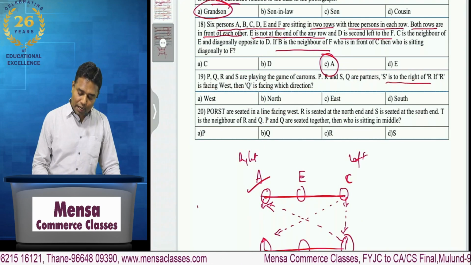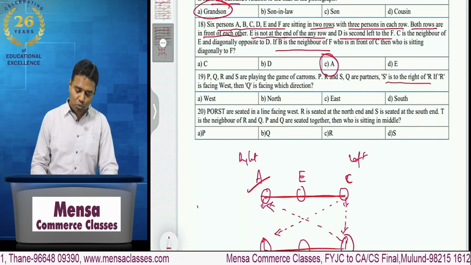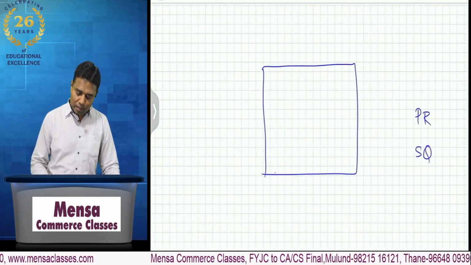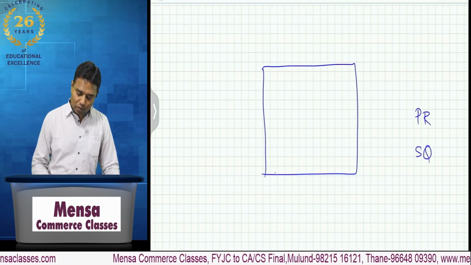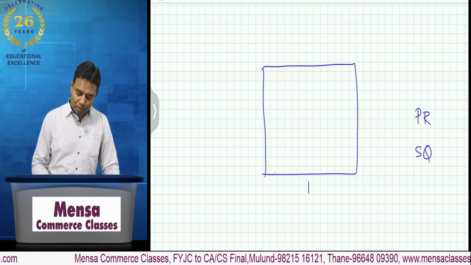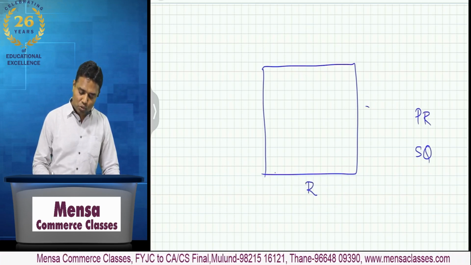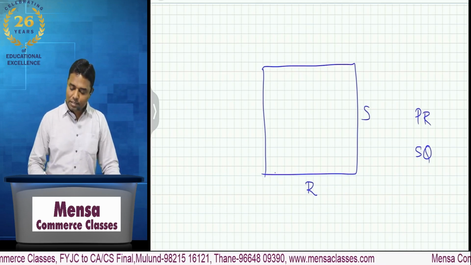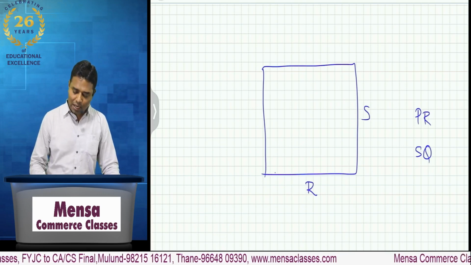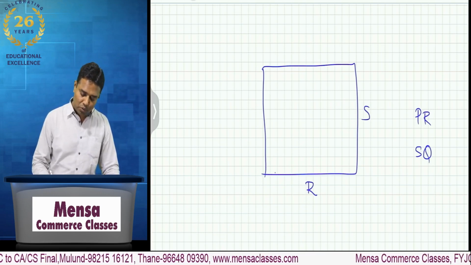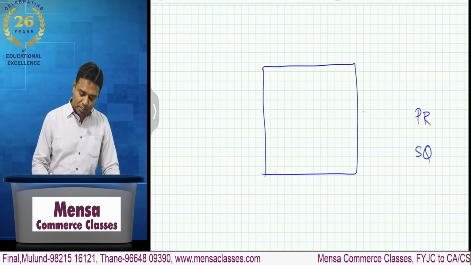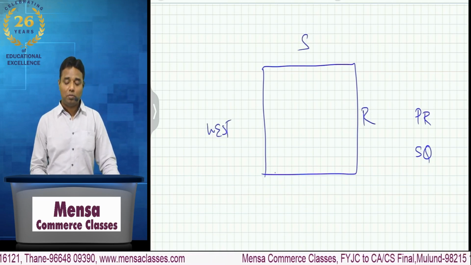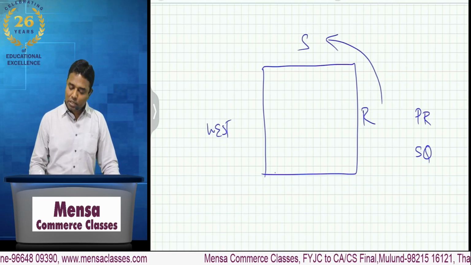S is to the right of R. S is to the right of R. So suppose I say S is to the right of R. Suppose I write here R, S is to the right. So S is to the right of R. That is the understanding out here. R is facing west, so he cannot be here. This is the west direction. So S is sitting to the right of R, correct? Now what does the question ask?